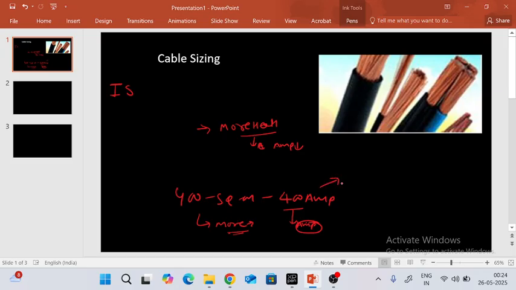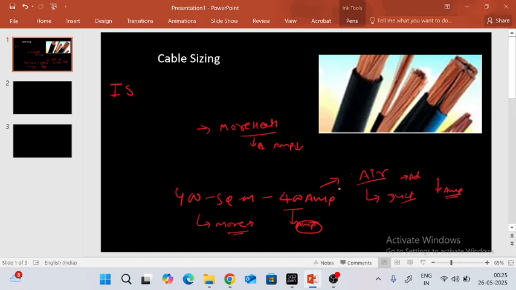If I am laying this cable in the air, the circulation of the air means heat is dissipated in the system, so there is no adiabatic condition. And if I lay this cable in a duct, there is no circulation, so I have to reduce the ampacity of the cable.